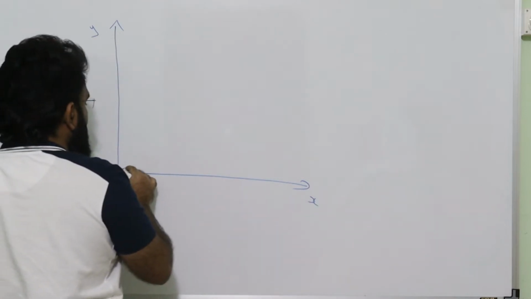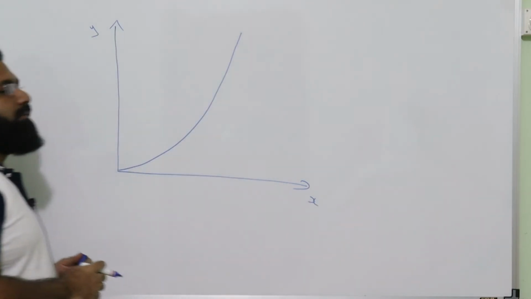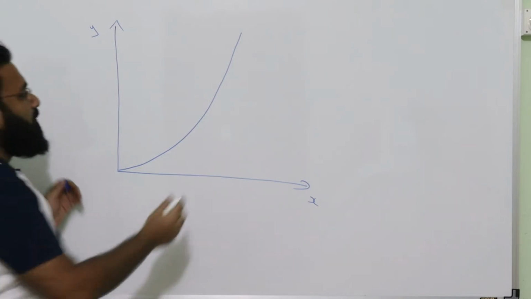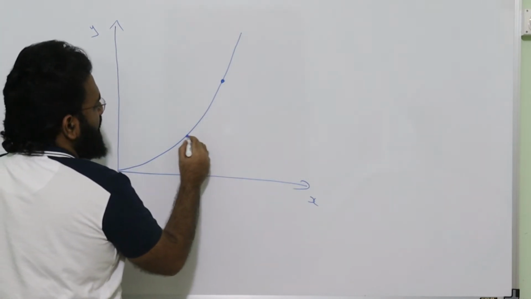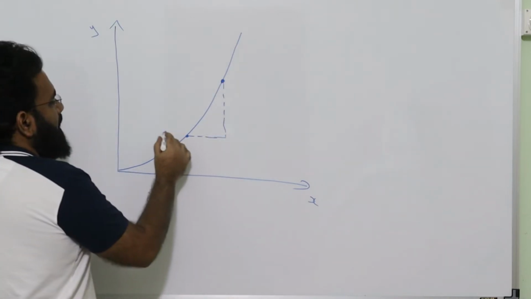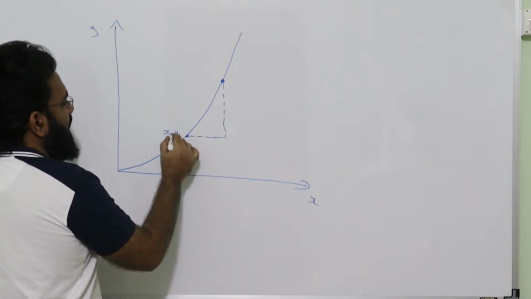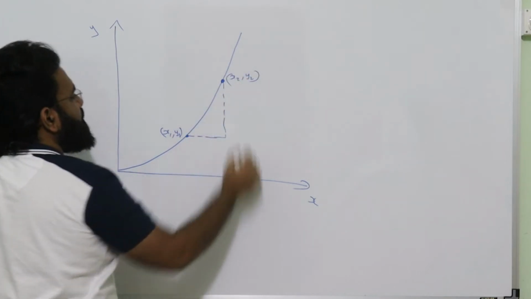Suppose we have a y versus x graph like this. Now, if we take two positions like I did previously, this is x1 comma y1, and this is x2 comma y2.